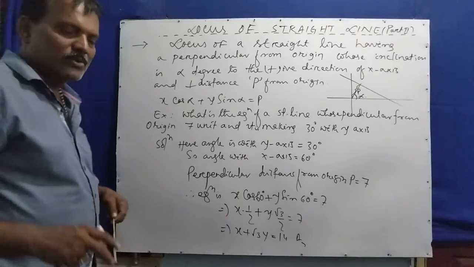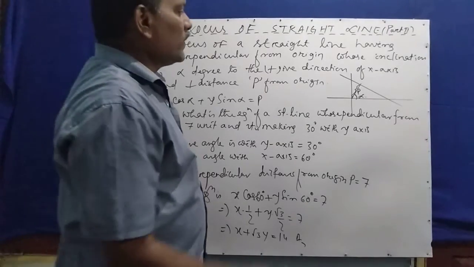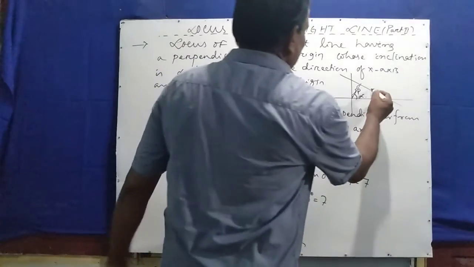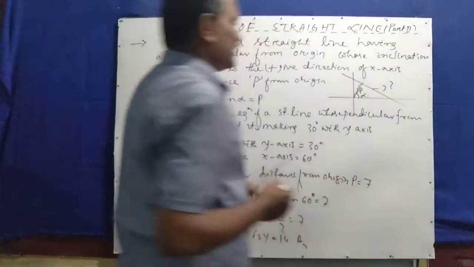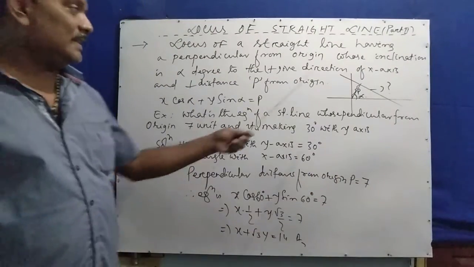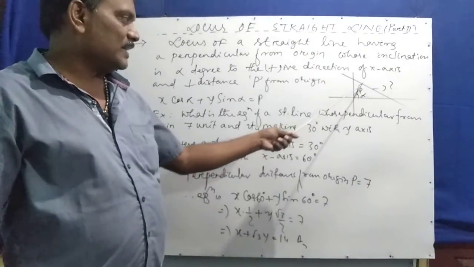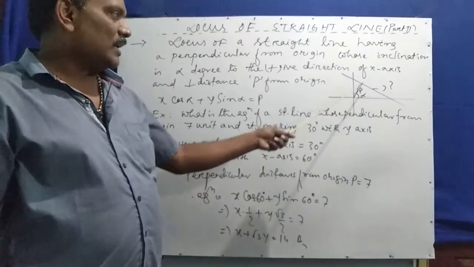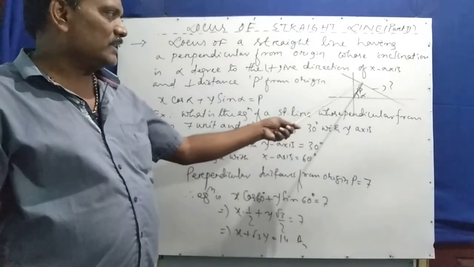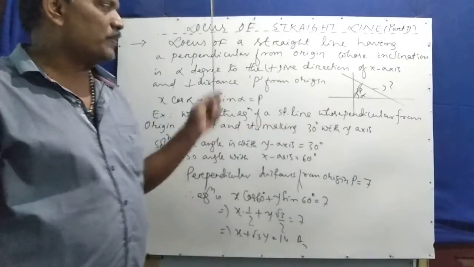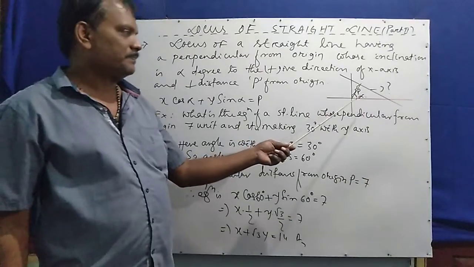So what is given here? Look at it. We have to find the equation of this straight line. If this straight line's perpendicular distance from origin, this distance, is given, let's say the distance from origin to this line, the perpendicular distance, is equal to p. That is already given.